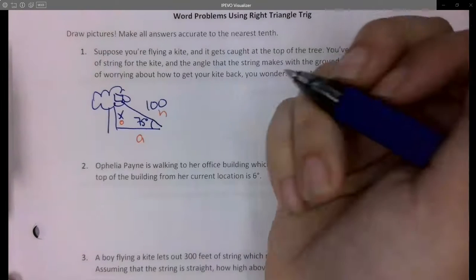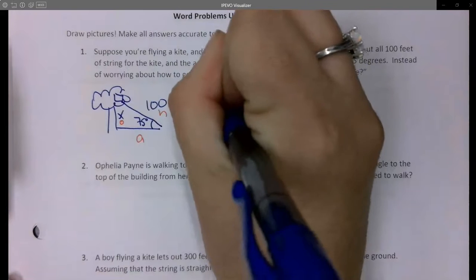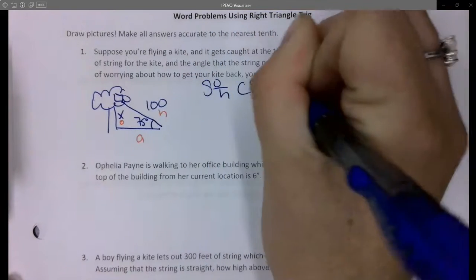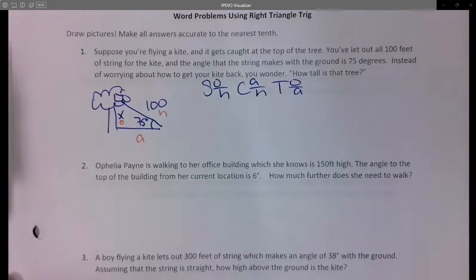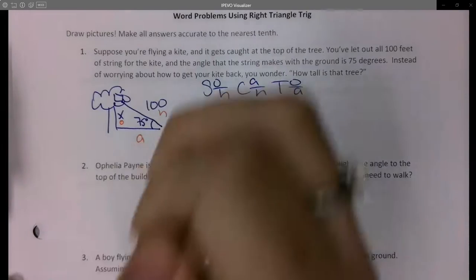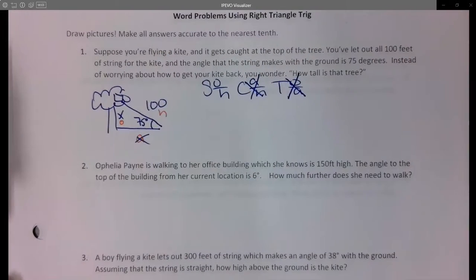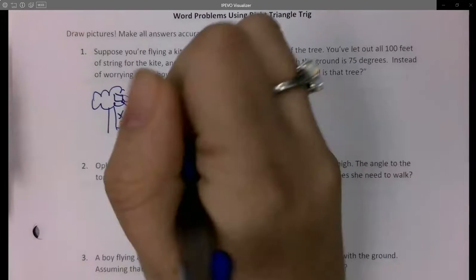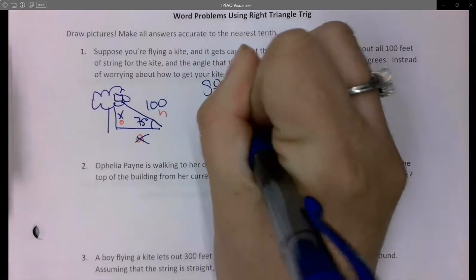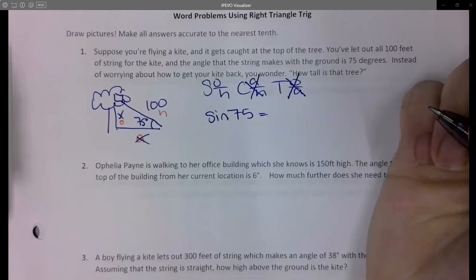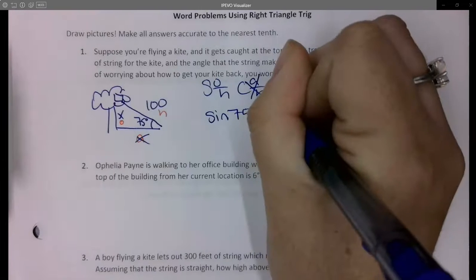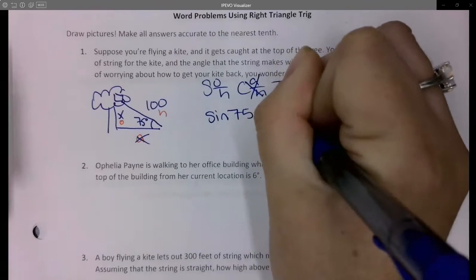So then I want to go ahead and write out SOHCAHTOA so I can decide which trig function I want to use here. I don't have any side lengths for my A, so that's not what I want to use. I'm going to cross out all of my trig functions with A. Then I'm going to write out sine. I have sine 75 equals opposite over hypotenuse, so x over 100.